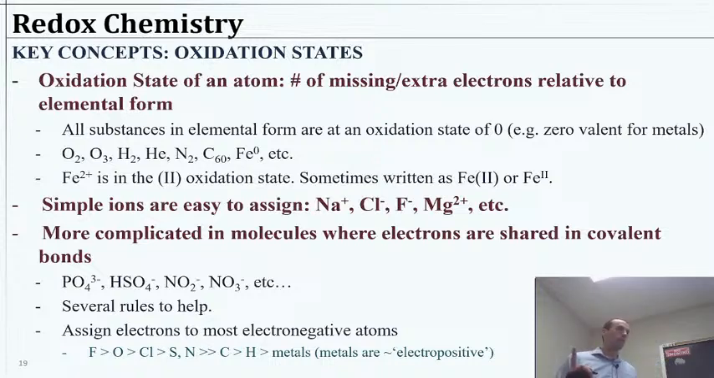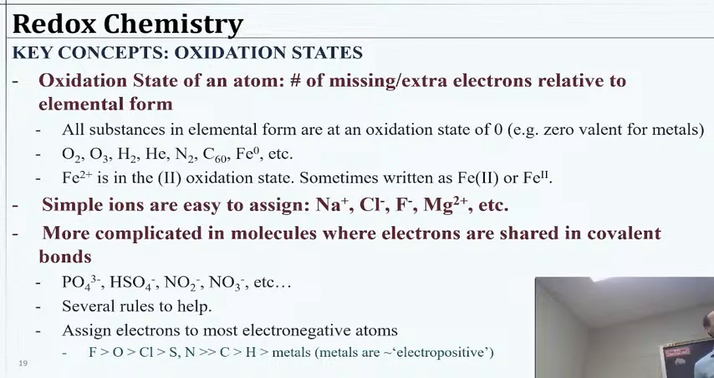If it's just the one ion, we kind of know. So sodium is in the 1+ state. Chloride is in the 1- state. Fluoride is in the 1- state. Magnesium 2+ is in a 2+ state. It does become a little more complicated. We have some rules to help us with this, but think of phosphate, right?